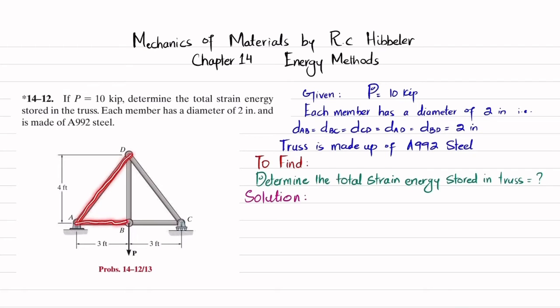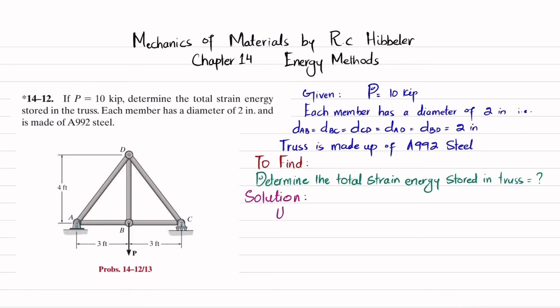So you can see this is a truss, and there is a load of P which is given as 10 kips. The diameter of each member, which is AB, BC, CD, is 2 inch. And due to this load in the truss, you have to find the total strain energy stored in that truss. And we know that a truss carries only axial load.